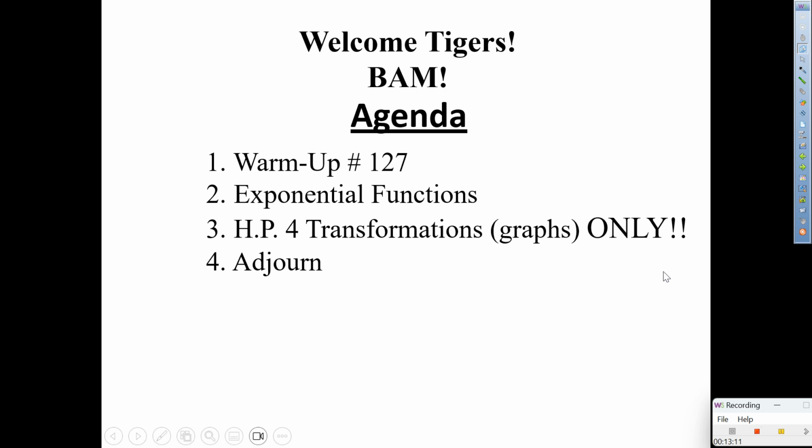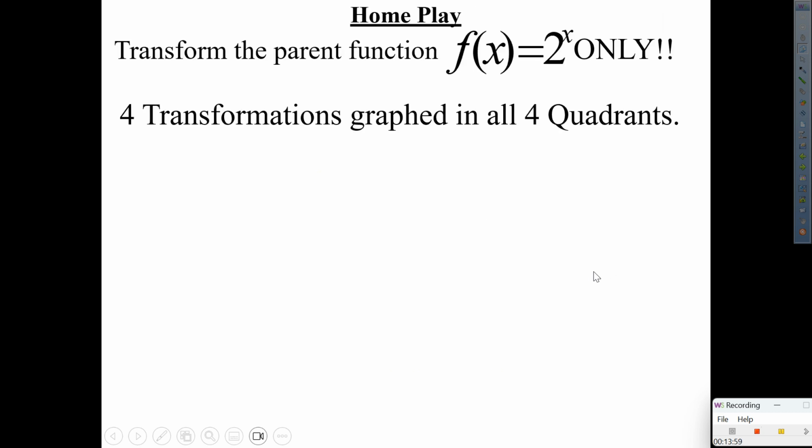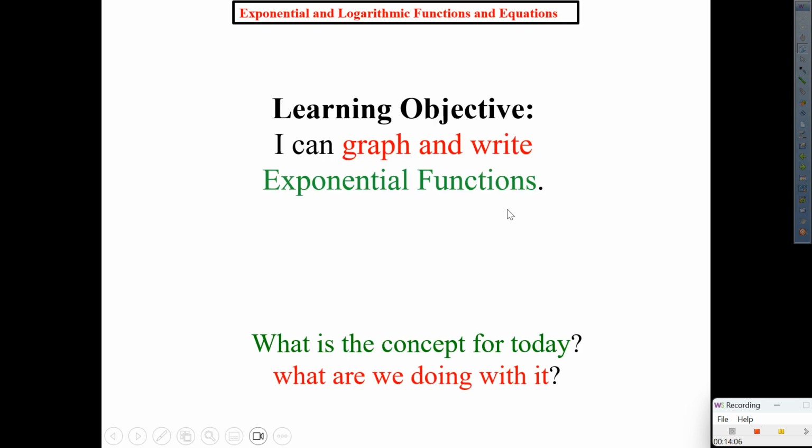All right, here goes the code if you want to access this presentation. Here we go. 54VDM. 54VDM. 54VDM. Once again, tonight you have 4 transformations according to this one. You'll see that once you log in.